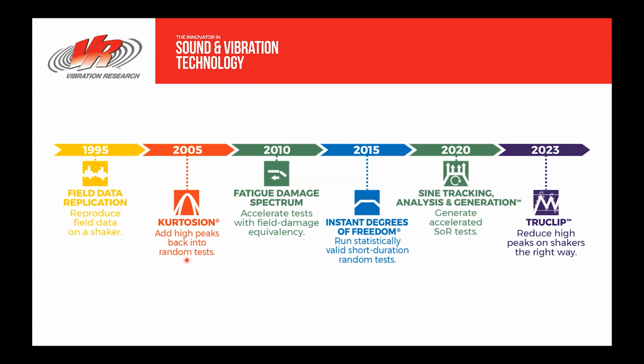Kurtosion is a patented technology that adds the effects of real-world kurtosis to a random waveform. This allows peak accelerations to reflect the real world, even around resonances. The fatigue damage spectrum generates random vibration tests based on field data, thereby approaching a real-world environment as closely as possible in an accelerated testing timeframe.